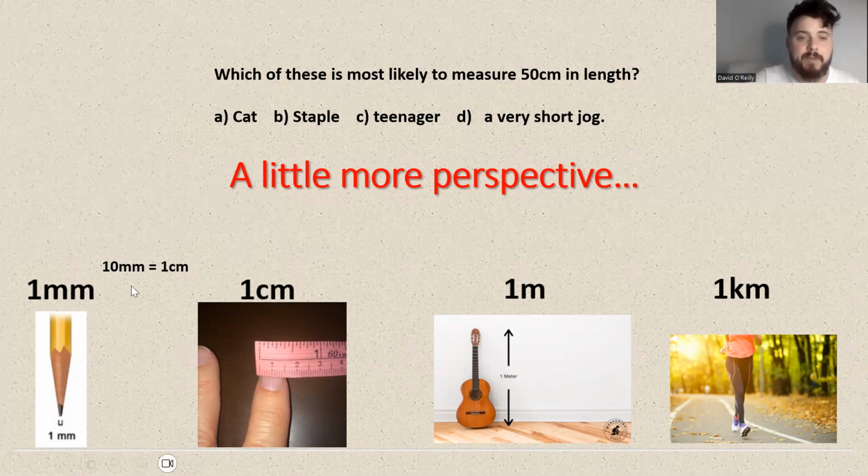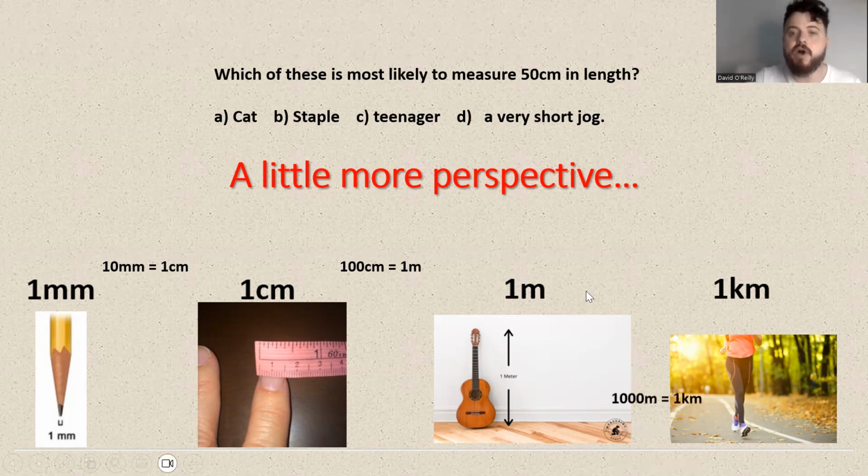And then 100 centimeters is the same as a meter. In other words, if you think of fingernails, if you place 100 fingernails, which isn't a nice thought, side by side, 100 of them is a meter. About the size of a guitar. And then there are 1,000 meters in a kilometer. So 1,000 guitars stood on top of each other is 1 kilometer.